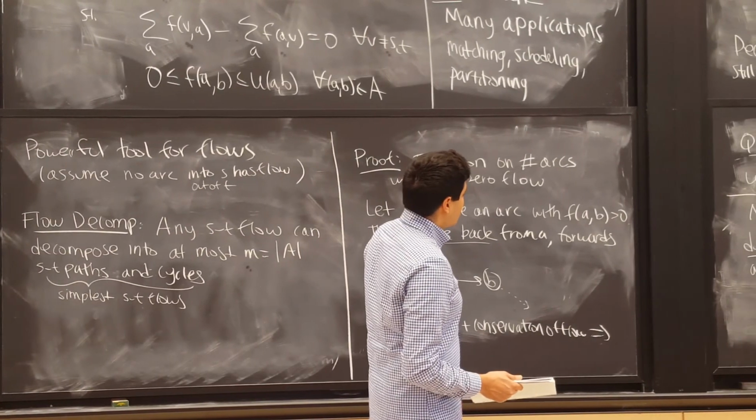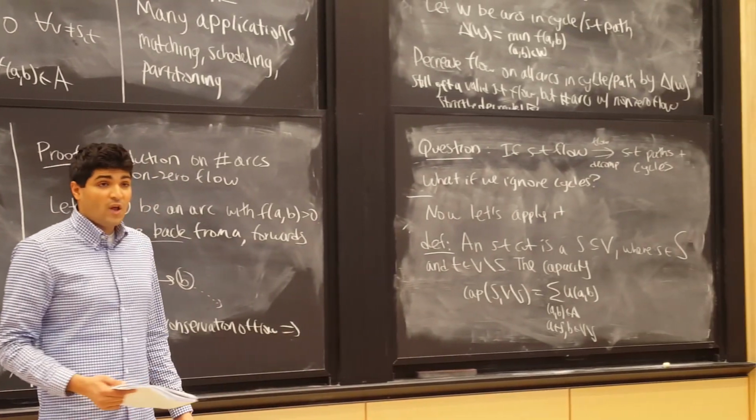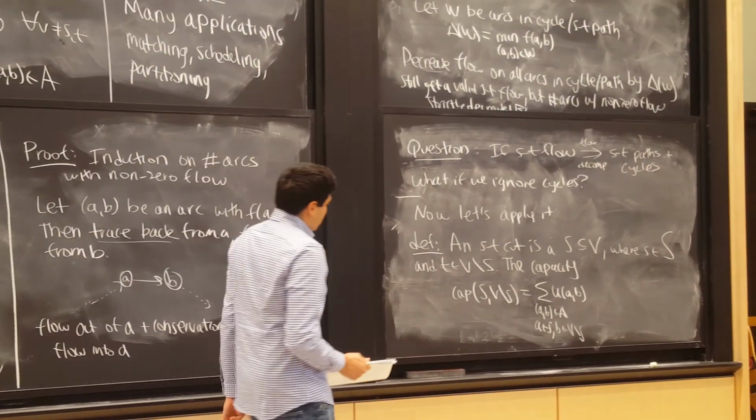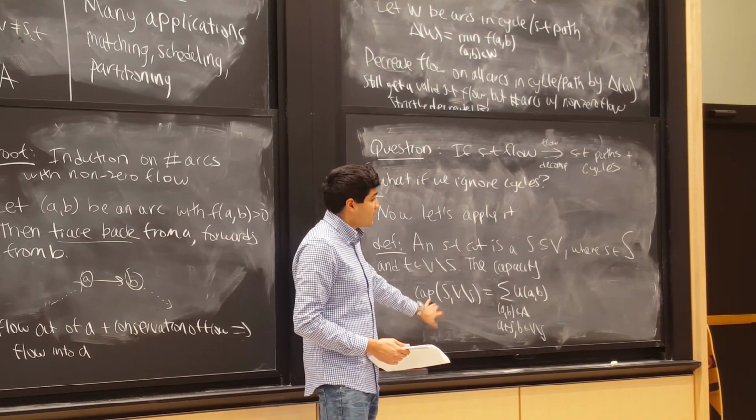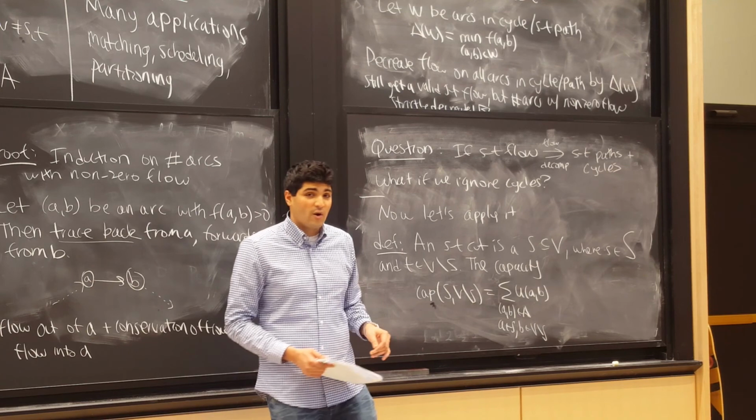So one of the most basic things in the study of flows is that the capacity of the cut that you get for an ST cut is always a bound on the max flow.